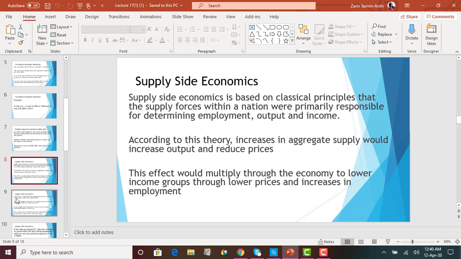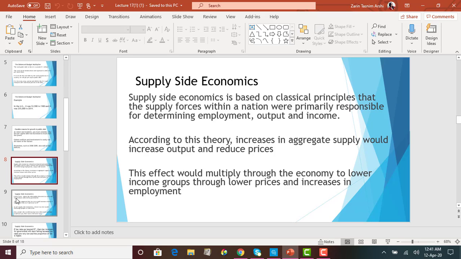Now, I want to shift a little bit and focus on supply side economics. Supply side economics is a branch of classical economics and new classical economics. If you remember from the previous lectures, we have three different types of models: classical, Keynesian, and new classical. Supply side economics is more a combination, where the basis is classical but it is branched under new classical economics, and it focuses on supply forces in order to achieve growth, employment, and output. According to this theory, if there is an increase in aggregate supply, there will be an increase in output, a reduction in prices, an increase in income, and an increase in employment.